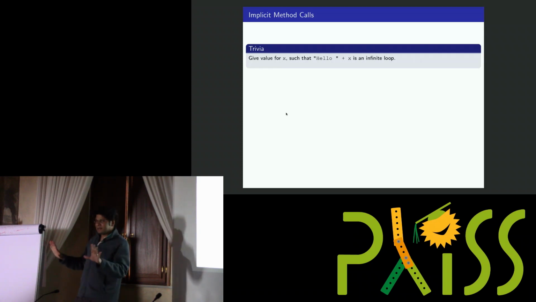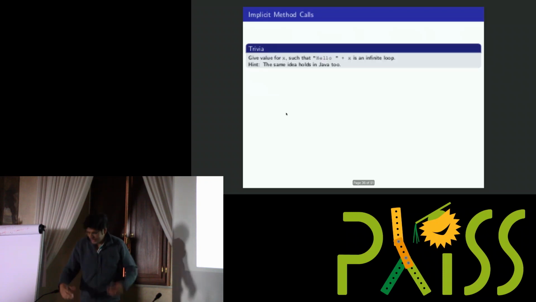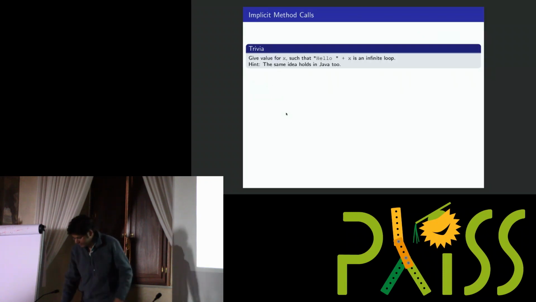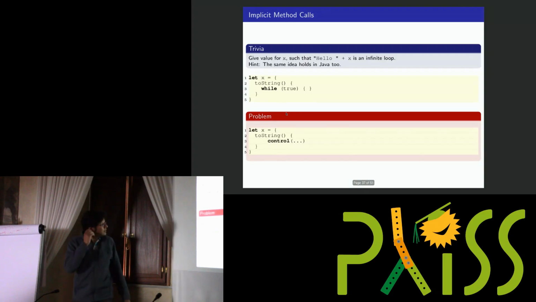Yeah, and just to be clear, this is not a JavaScript-specific issue. You have the same problem, and the same kind of behavior can occur in Java as well. Right? So you can have x be an object with a toString method that has an infinite loop in it, which is crazy, of course.